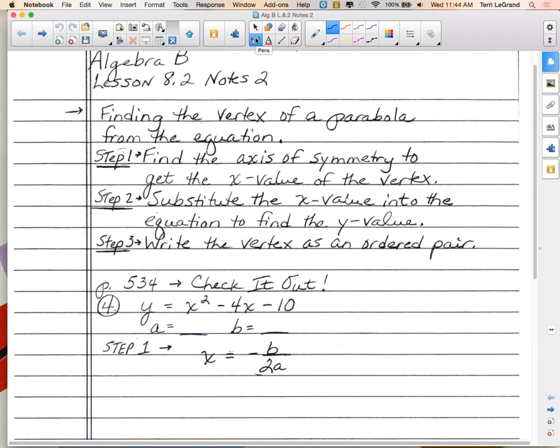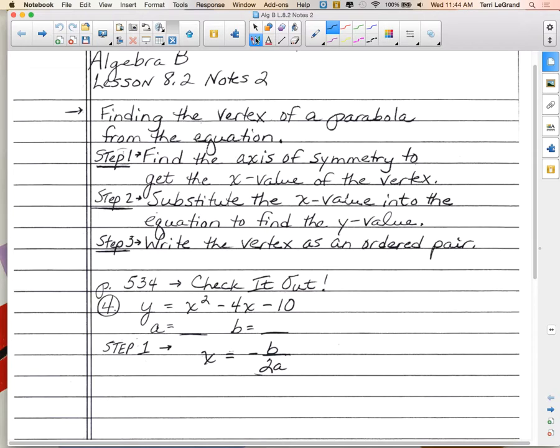So we're still in lesson 8.2 where we're working with the characteristics of a quadratic function. And today our focus is, I can find the vertex of a quadratic function. No matter what, I can find the vertex of a quadratic function.